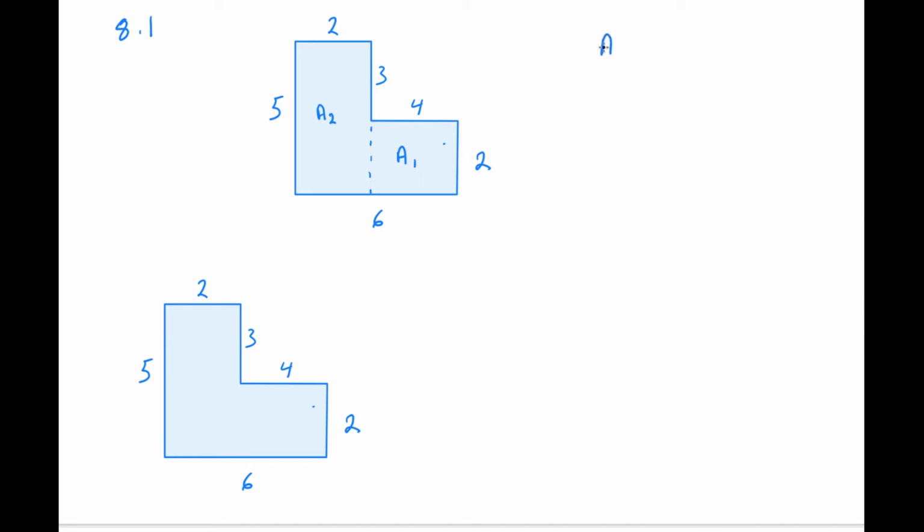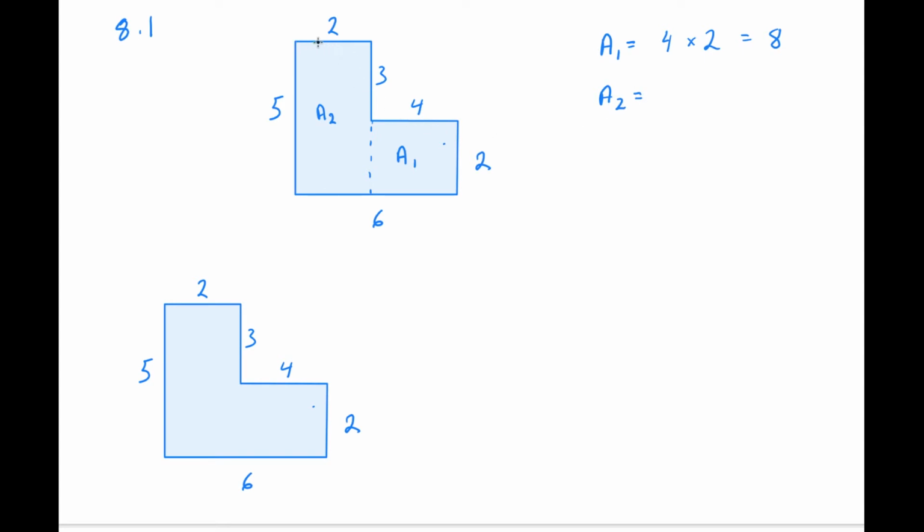So Area 1, let's find the area for Area 1. We have this square here, okay? We can't use the 6 because it applies to the whole thing here. Instead, we use the 4 and the 2 because the 4 stops here, right? So this is 4 long and 2 tall. So we have 4 times 2. That's 8. So the area of A1 is 8. So now let's do A2.